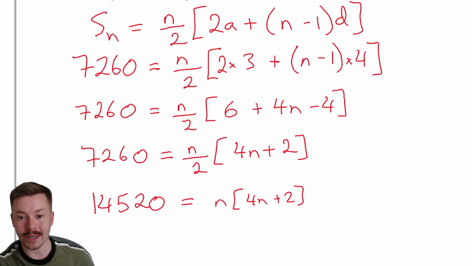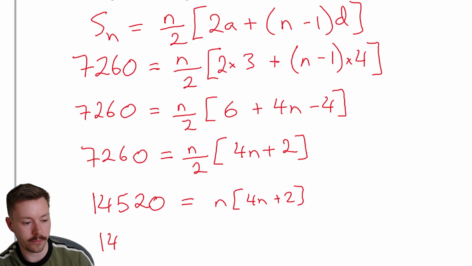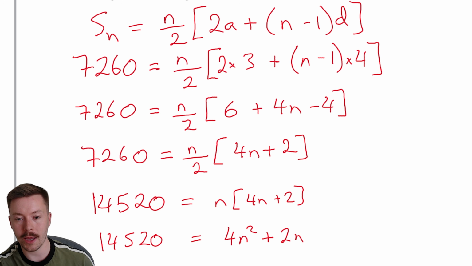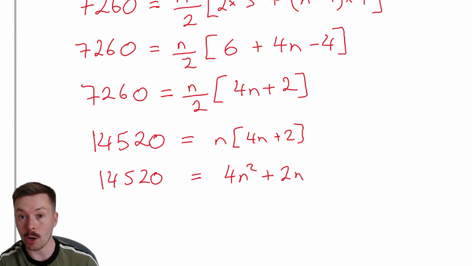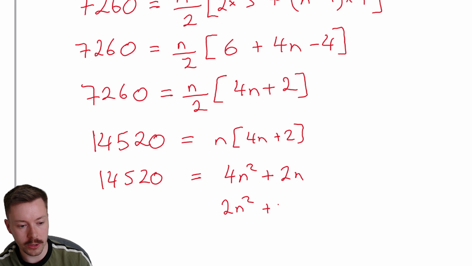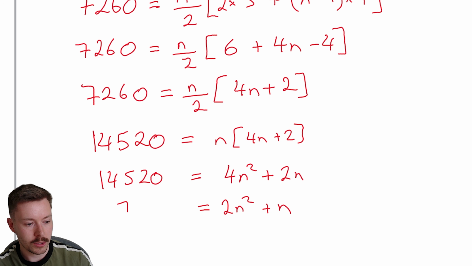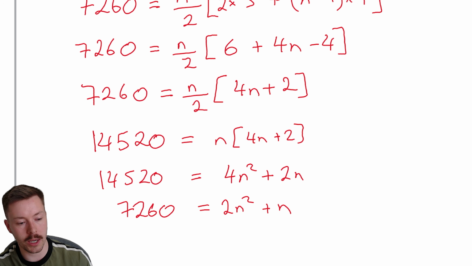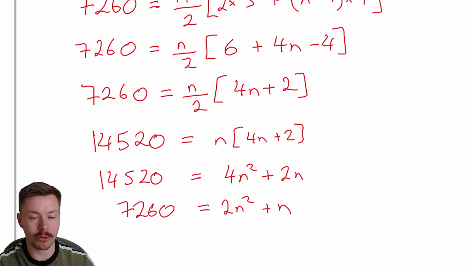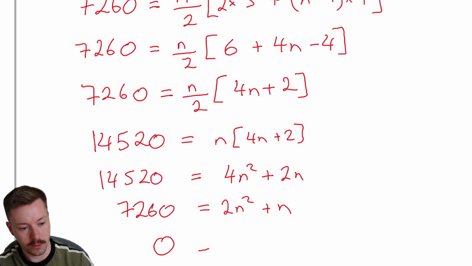I'm going to expand the bracket now on the right hand side. I'm going to get 14,520 is equal to 4n squared plus 2n. You can see now we've got a quadratic. I'm going to divide everything here by 2 because everything is even, so that's going to make things slightly easier. So I get 2n squared plus n is equal to 7,260 again. Get everything onto one side, so I'm going to take away 7,260 from both sides.